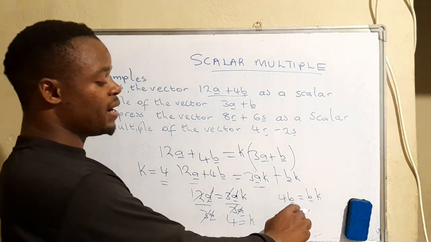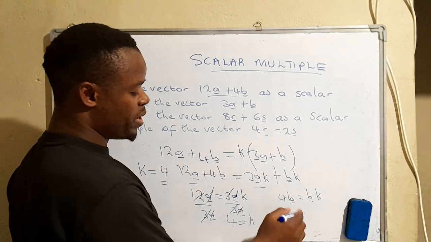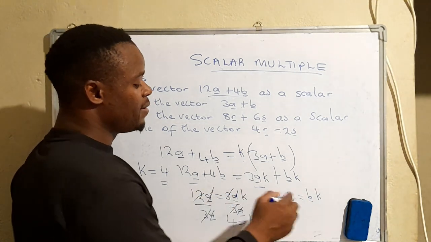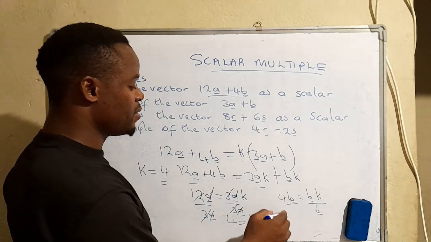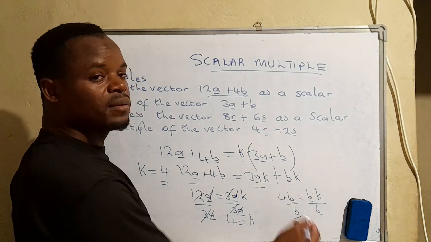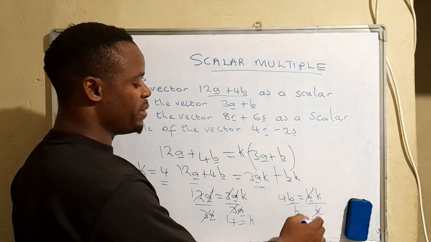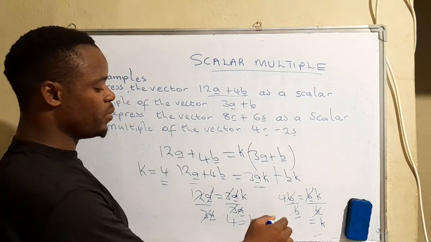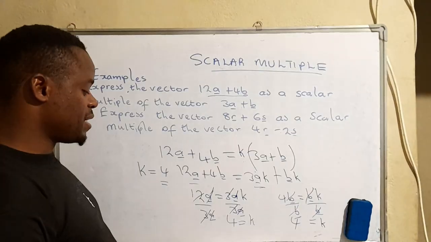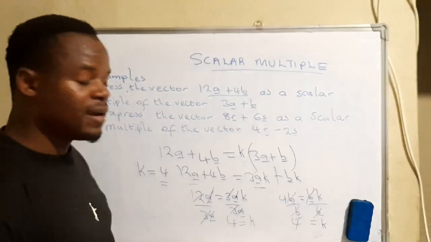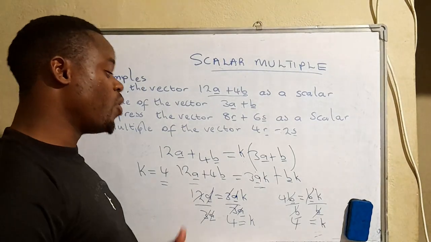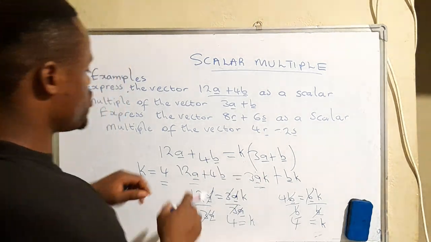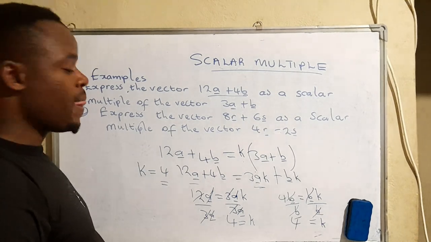Let's see if that's what we're going to have even here. We do the same as what we just did here. We need to find the value of the scalar k, so we need to get rid of the vector b. We're going to remain with the scalar k. So b and b will cancel, so we have 4. You see that we have a 4 this side, we also have a 4 there as the value of the scalar k. So since we know the value of the scalar k, we can now express this vector as a scalar multiple of this one.